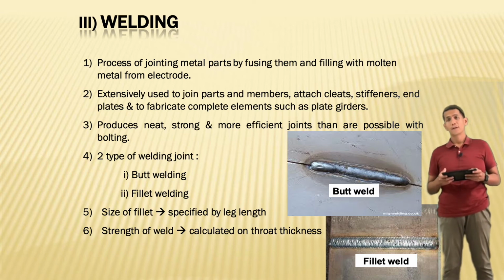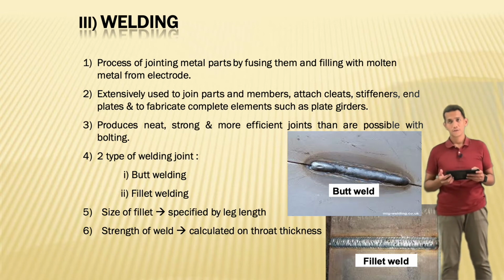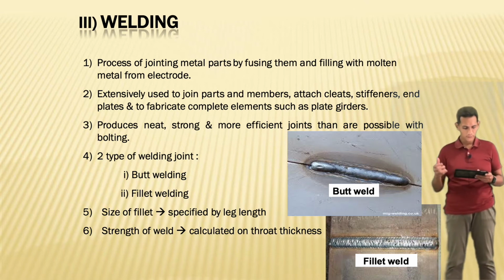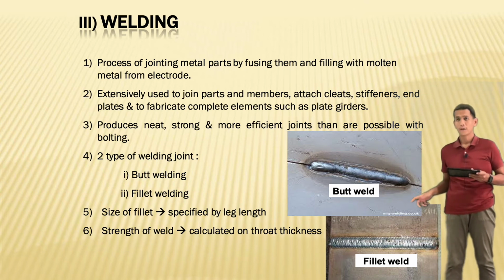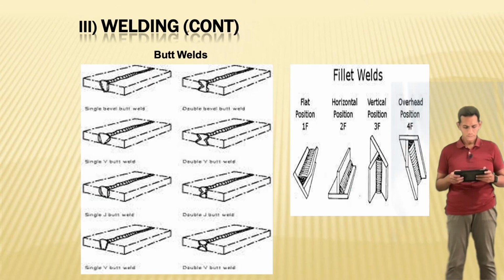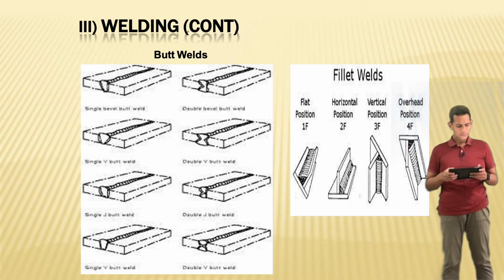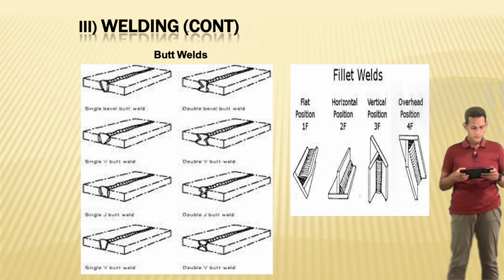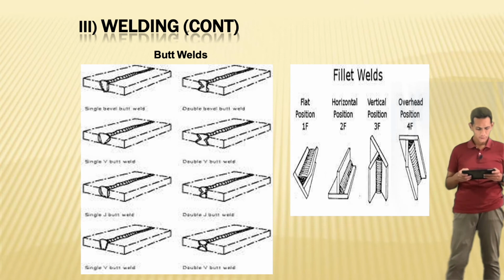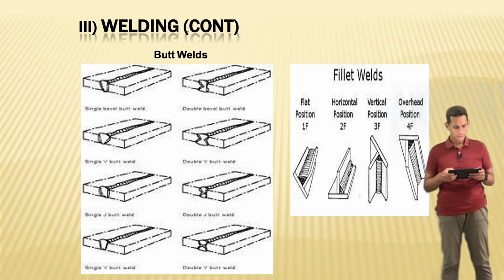We have two types of welding joint. The first one is butt welding, and the second is fillet welding. The size of the fillet is specified by the leg length. The strength of the weld is calculated on throat thickness. So we have the first figure, butt weld, and then we have fillet weld. These are a few types of butt welds, okay, and then we have fillet welds shown in the figure. You can go through the types of butt welds and fillet welds, okay.